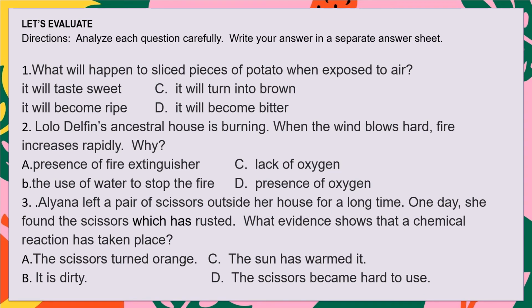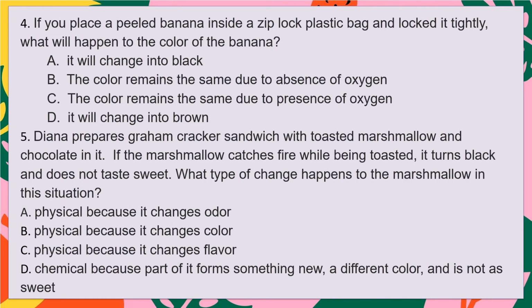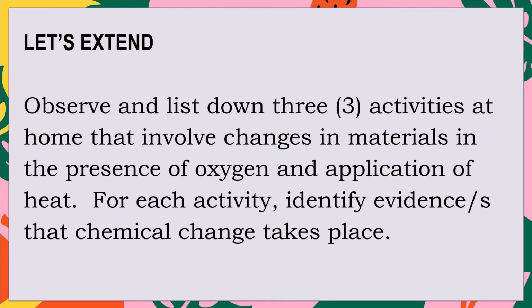So let's answer these activities again. Analyze each question carefully. Write your answer on a separate answer sheet. For your activities, observe and list down three activities at home that involve changes in materials in the presence of oxygen and applications of heat. For each activity, identify evidence that a chemical change takes place.